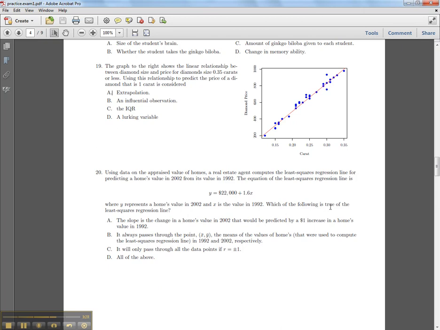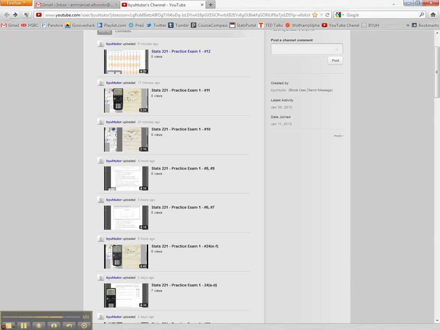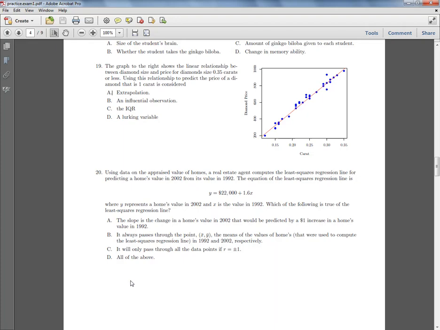So knowing how this line operates, let's read which of the following is true of the least squares regression line. So the slope is the change in a home's value in 2002 that would be predicted by a dollar increase in a home's value in 1992. So again, going back to our figure, 1.6 is the change for every dollar amount x that you put in, because that's the value in 1992. So it increases by 1.6 plus 22,000. So A is correct. Sorry, let's go with A. A is true.